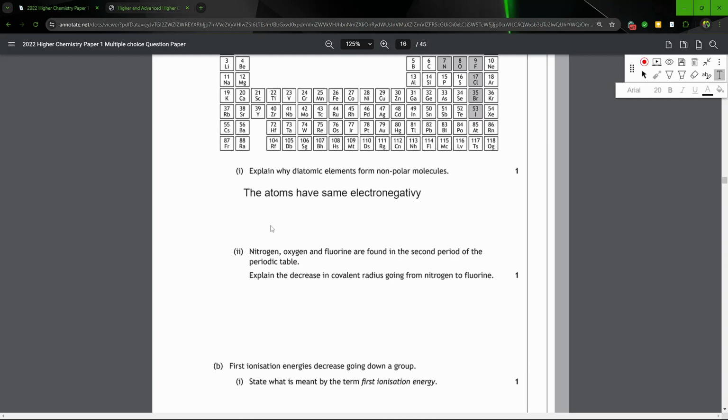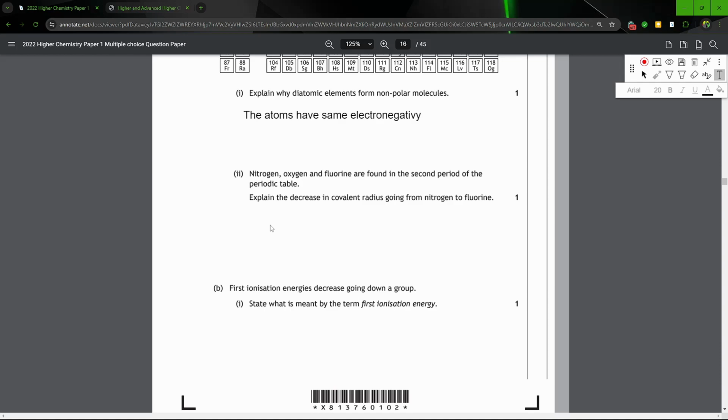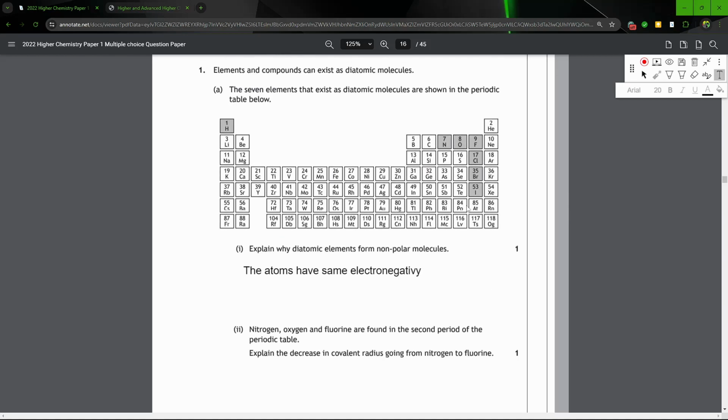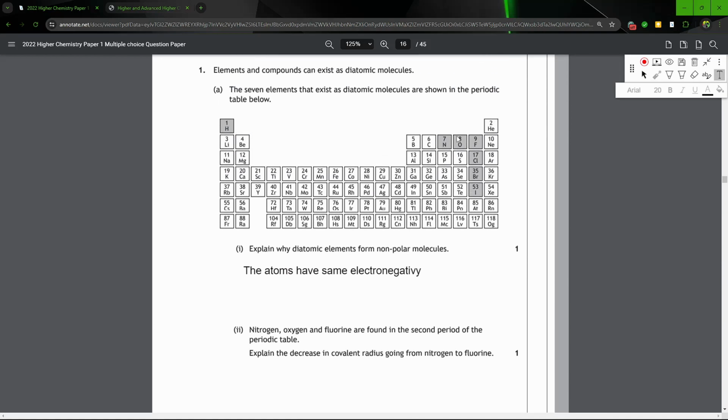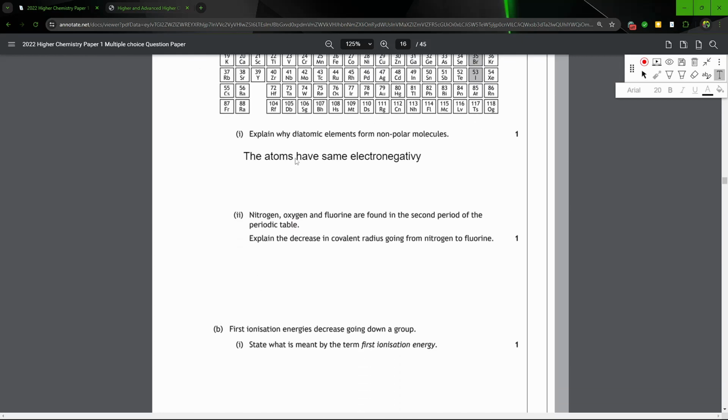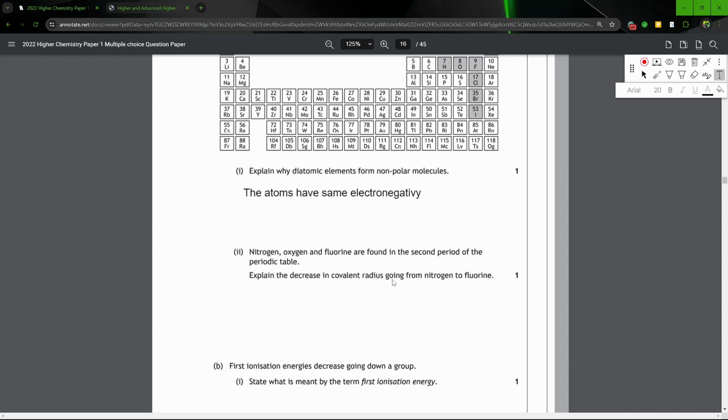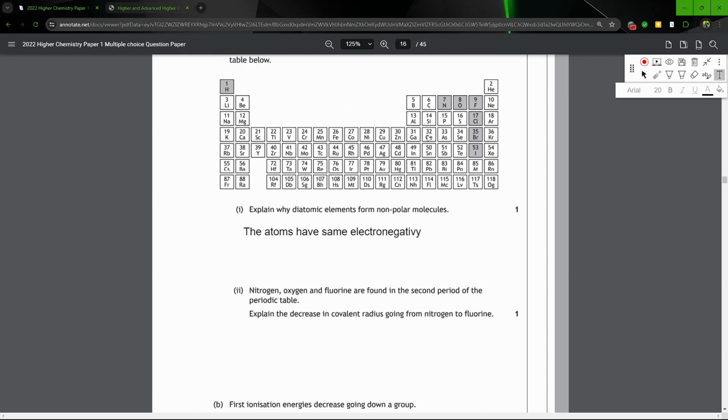So yeah. Nitrogen, oxygen, and fluorine are found in the second period of the periodic table. Explain the decrease in covalent radius going from nitrogen to fluorine. Okay, so why is this? Well, as you go across nitrogen to fluorine, notice that the atomic number goes up, and atomic number means number of protons in the atomic nuclei, which means that the nuclear charge is stronger because it's got more protons, so it pulls on the electrons with more strength, pulling them closer to the nucleus.